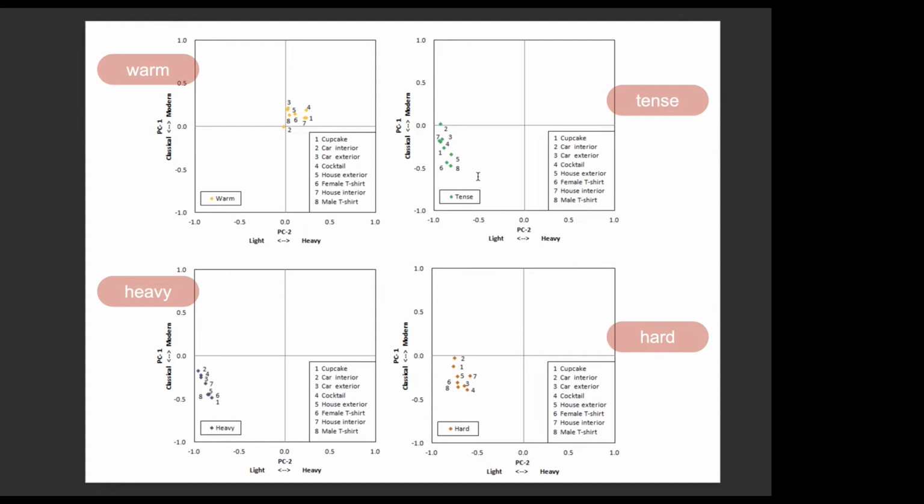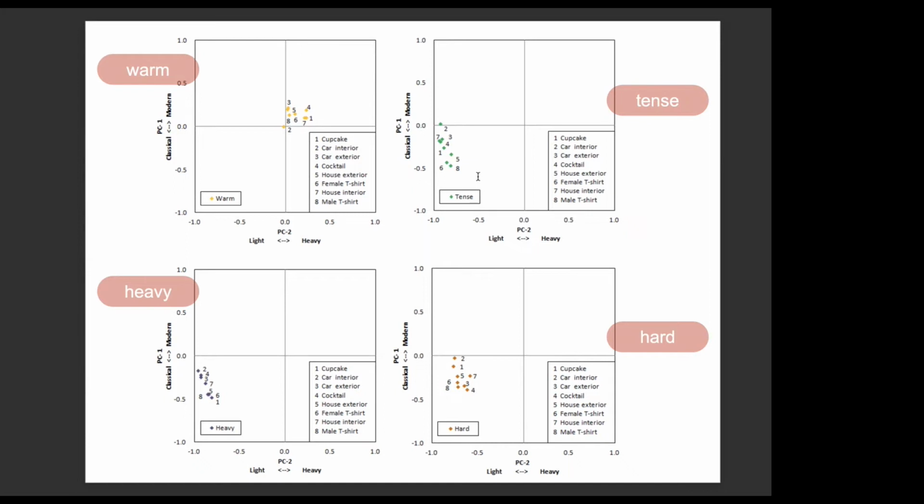Okay, that's a very interesting result. I almost forgot. As you can see here, in that graph on the top left, you can see 8 yellow dots. Each dot represents an application. For example, cocktail is represented by number 1. And number 2 means car interior. Number 3 means car exteriors.